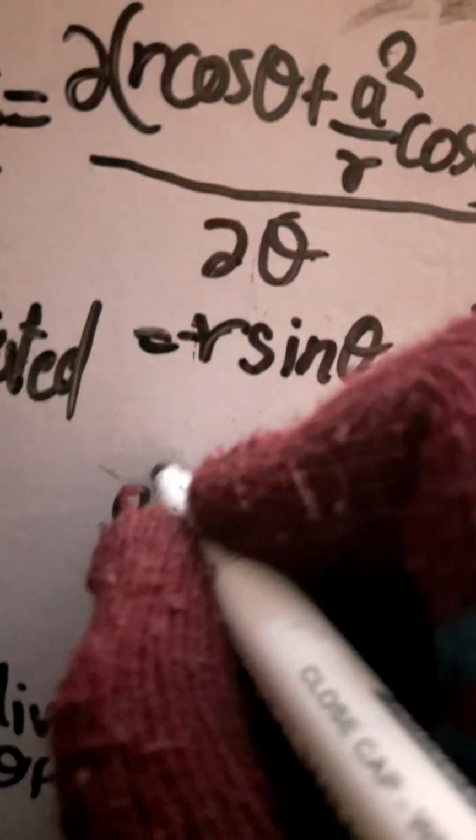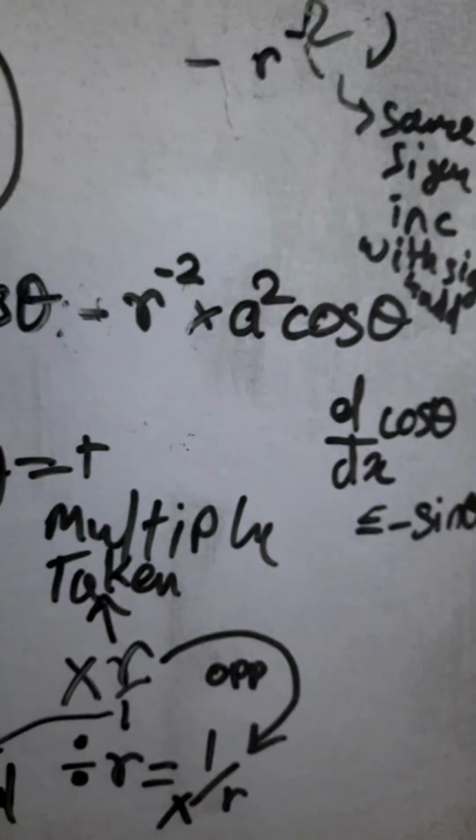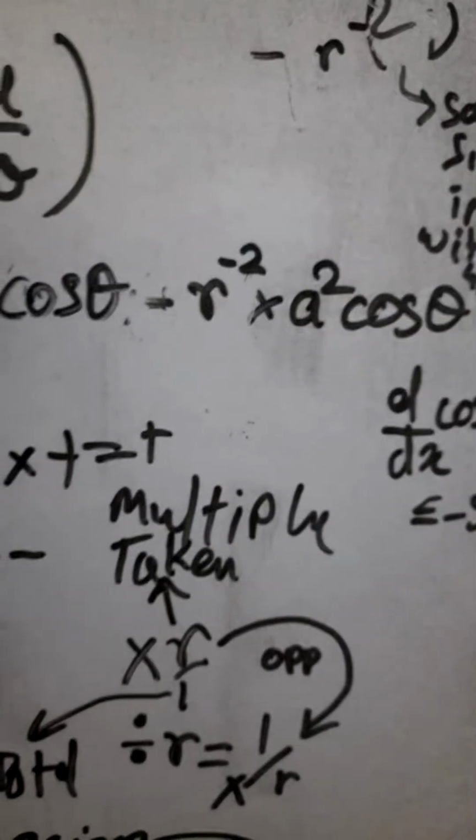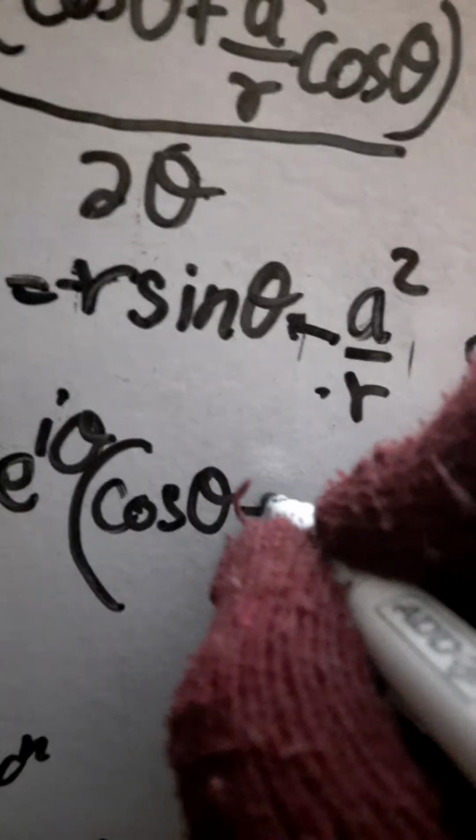Now we can put this in this formula. So let's just do it. e raised to i theta is a constant, fixed stuff. Now del u by del r, do we have it? Yeah, we have it: cos theta minus a square cos theta by r square.